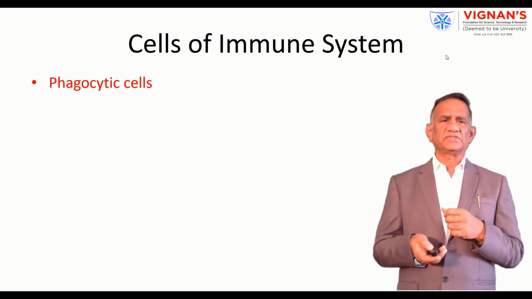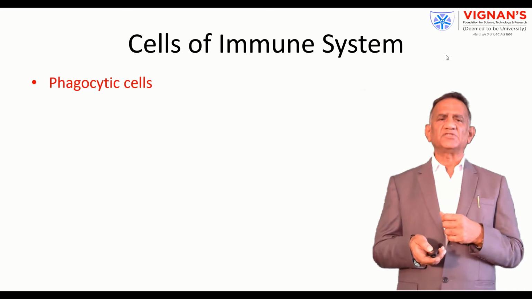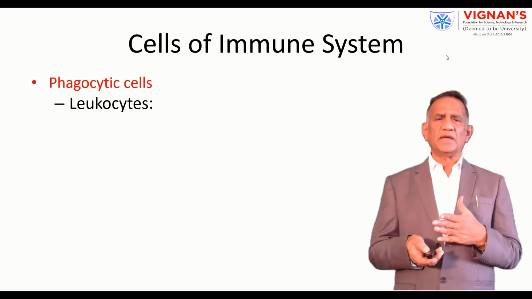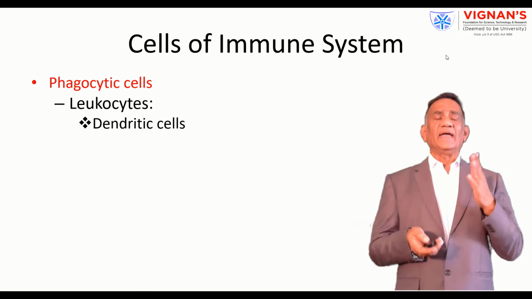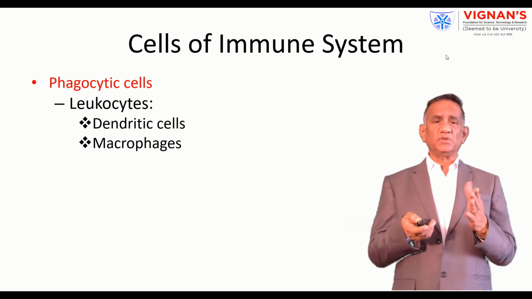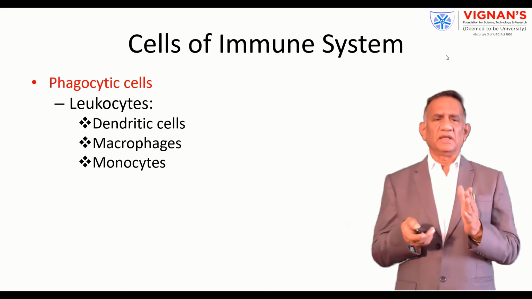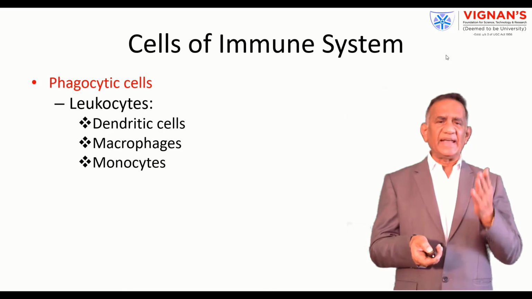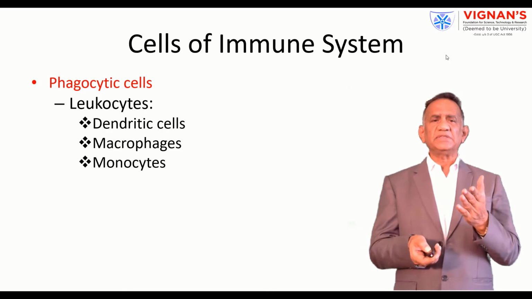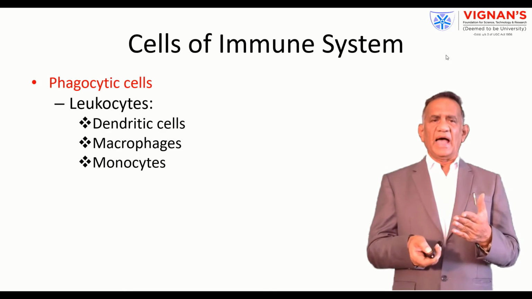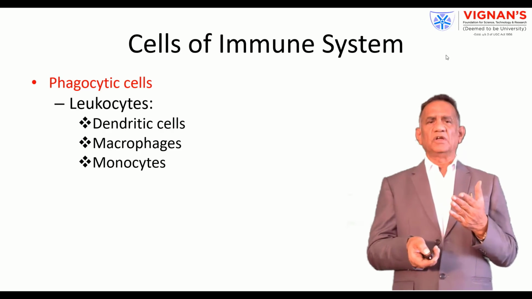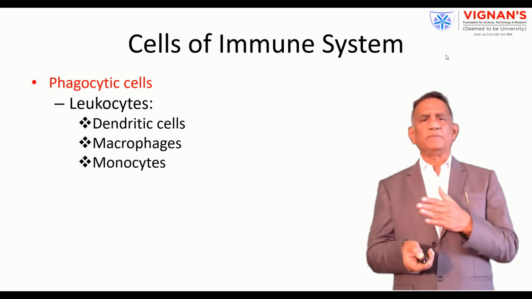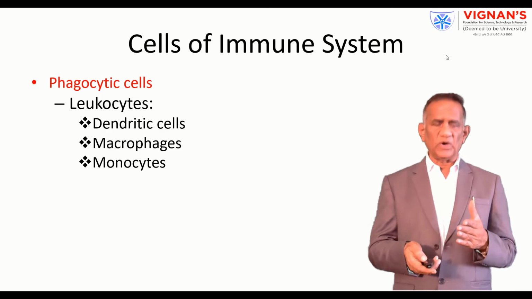Let us see the phagocytic cells. Phagocytic cells are classified as leukocytes. Leukocytes are 4 to 5 types, of which the important ones I am showing are dendritic cells, macrophages, and monocytes. These dendritic cells are supposed to be the best antigen presenters. That means these are the cells which engulf the bacteria or the virus, the virus is broken down and presented to the T helper cell. That's what the video I was showing you earlier.